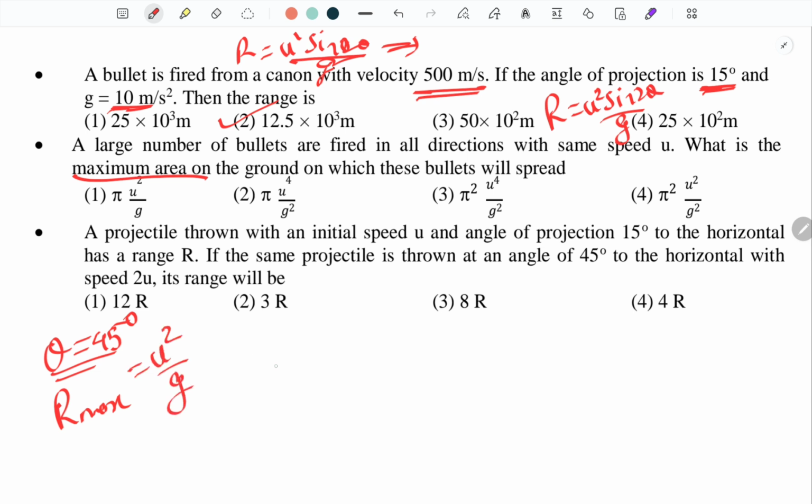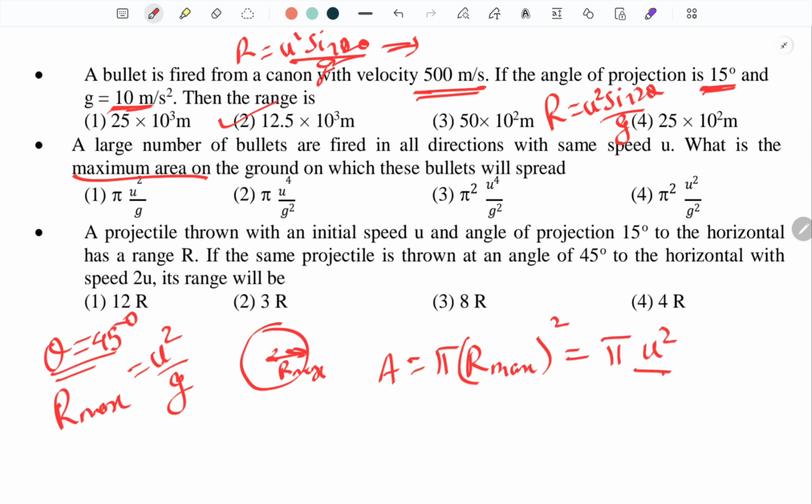और जब वो ऑल डायरेक्शंस में करेगा तो बेसिकली सर्कल फॉर्म करेगा. तो सर्कल ऑफ रेडियस R max इज द आंसर. तो एरिया विल बी पाई R स्क्वायर, जहाँ R इज नाउ R max. ओके, पाई इंटू यू स्क्वायर बाई जी, दिस विल बी द फॉर्मूला. तो द होल स्क्वायर R max ना. सो पाई u पावर 4 बाई जी स्क्वायर इज द आंसर. So this is the answer. I hope this is clear.